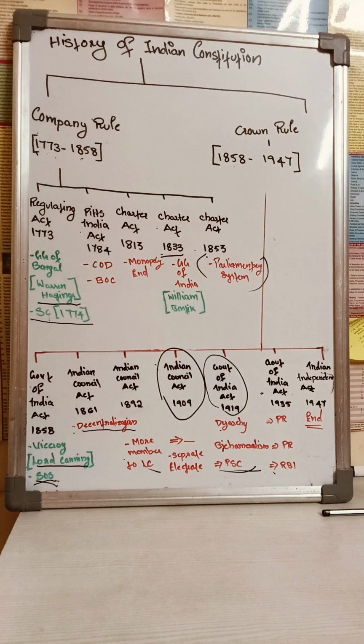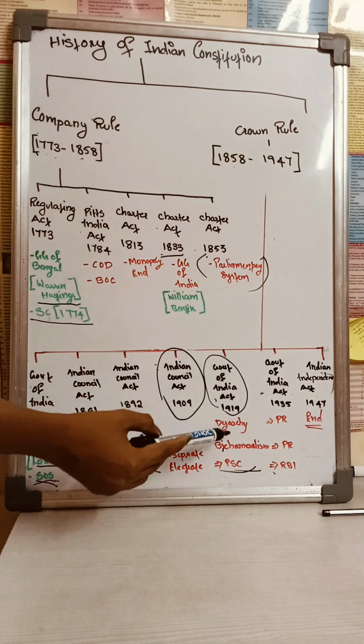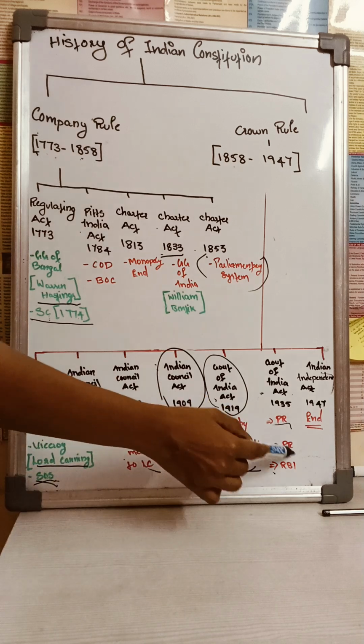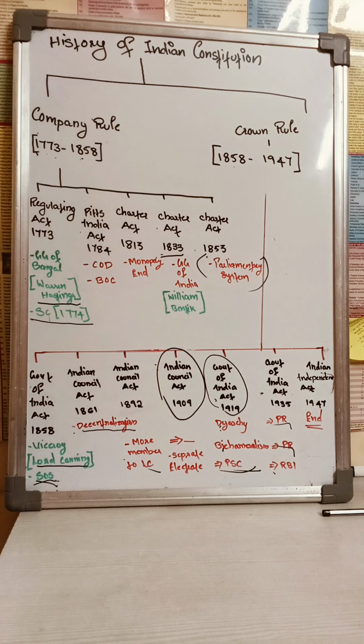It also created a separate electorate. Then the Government of India Act of 1919, known as the Montagu-Chelmsford Act, introduced diarchy and bicameralism, and PSCs and other statutory bodies were established under this act. The Government of India Act 1935 extended diarchy and bicameralism to the provincial level, and the RBI and the Federal Court were also established under it. The Indian Independence Act of 1947 finally led to the end of British rule in India.